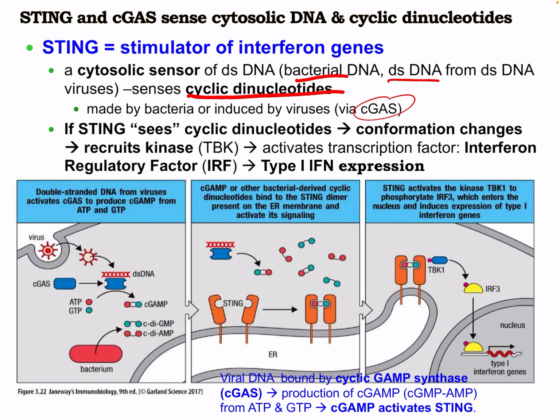So if STING sees cytosolic dinucleotides, it will cause a conformational change which recruits kinases such as TBK1, which activate transcription factor interferon regulatory factor, which again results in our interferon 1 expression in all the pathways we discussed earlier. So essentially, this activated IRF3 will go into the nucleus, act as a transcription factor, and release type 1 interferon genes. So viral DNA bound to cyclic GMP-AMP synthase, or cGAS, results in the production of cyclic GAMP. So we go from ATP and GTP to cyclic GMP-AMP, and cyclic GAMP activates STING.